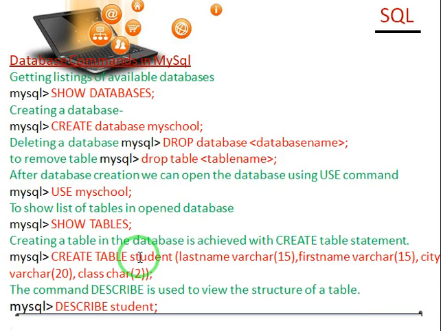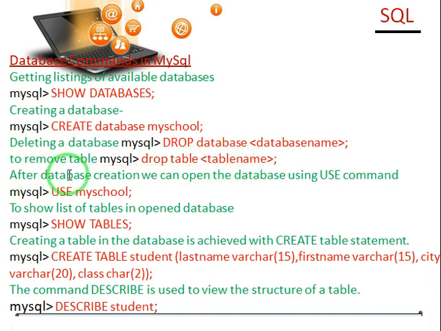Now, what are some of the database commands in SQL? To get the list of all the available databases, we use show databases. If we want to create a database, we use create database and the database name. If you want to delete a database, the drop command is used. And if you want to remove a table, we just say drop table, table name.